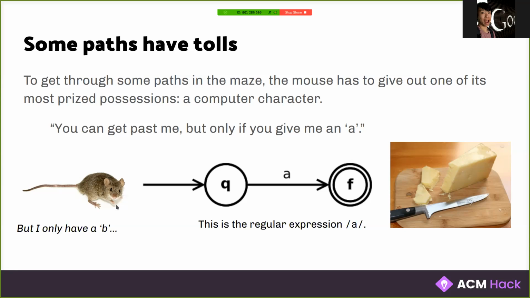But if you only have a B, then you will not be able to get through this path to get to the cheese. And if you squint at it hard enough, you can see that this is in fact the regular expression A. So the mouse can only pass through this if it has an A. A different way of saying it is that we can only get a match for the regular expression if we can provide an A.